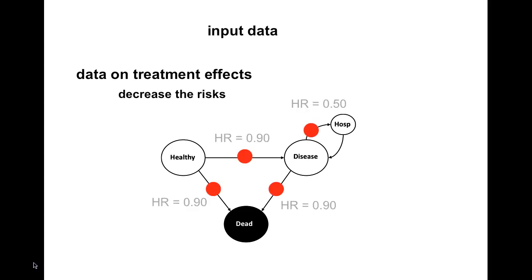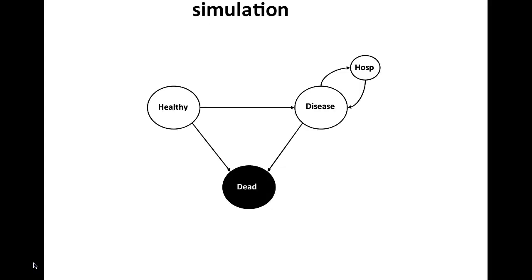With these decreases of the transition risks, the cohort being treated with the new drug will develop the disease, get hospitalized, and die to a less extent than individuals that are being treated with the old drug. This will all result in greater health effects, that is more QALYs, for individuals with the new drug. Now let's see what happens step by step in the simulation model.